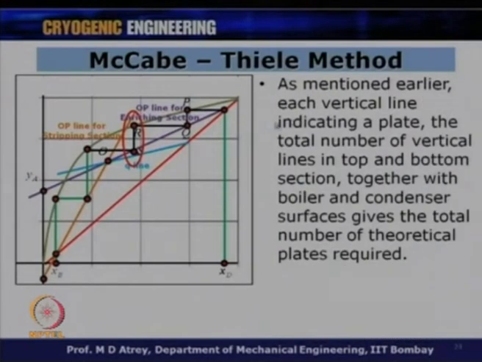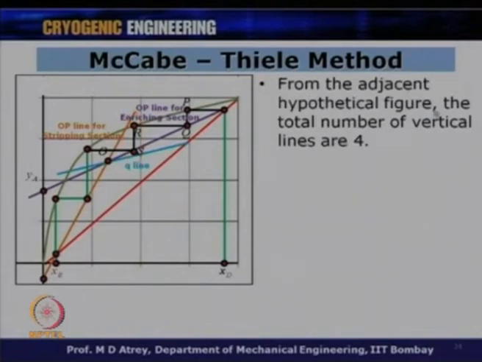As mentioned earlier, each vertical line indicates a plate. The total number of vertical lines in the top and bottom sections, together with the boiler and condenser surfaces, gives the total number of theoretical plates required. So, these are the plates in the column. In addition to that, we have a condenser surface and a boiler surface. Completing all these will give you the theoretical plate requirement. So, I can say 3 plates plus condenser is a requirement in the enriching section. Similarly, 3 plates in the bottom, the stripping section, plus boiler is a requirement for the stripping section.